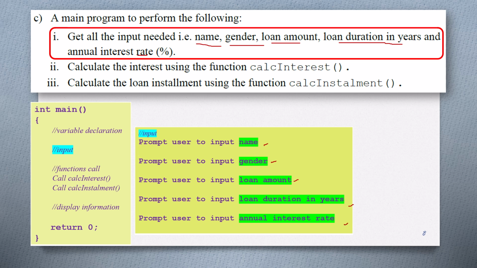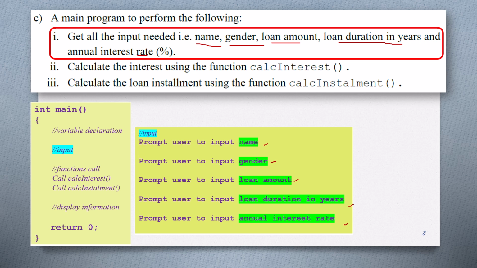Okay, so I say here, prompt the user to input name. So what is meant by prompt? Ask the user to enter a value, like enter your name, enter your gender. So that is what we mean by prompt. Prompt the user to enter name, prompt the user to enter the gender.